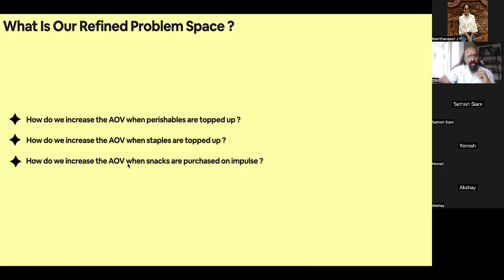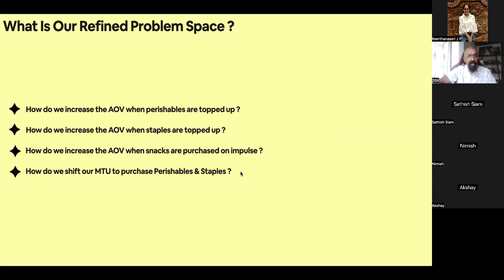And how do we increase AOV when snacks are purchased on impulse? Because these are the three broad customer buying behaviors which bring them to our platform. Each of these may or may not have conjoined solutions or very distinctly different solutions. So I'm going to start by trying to answer these questions, right?